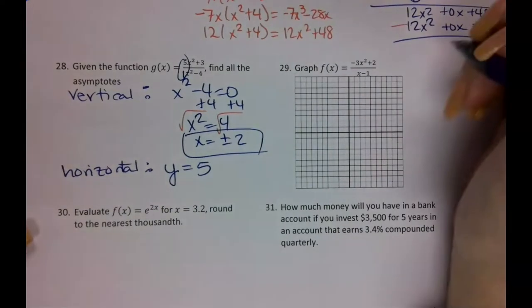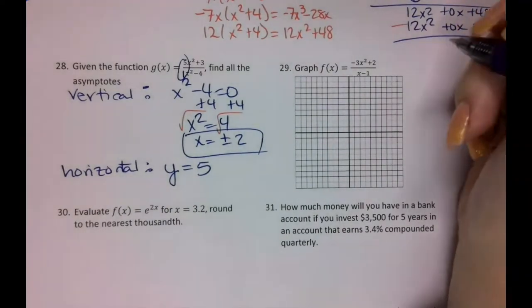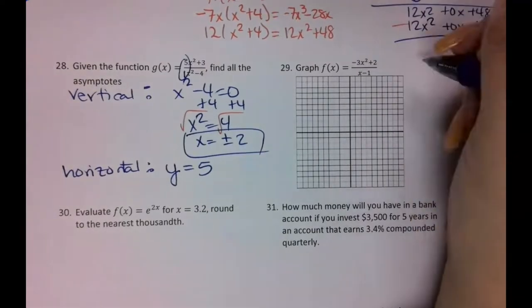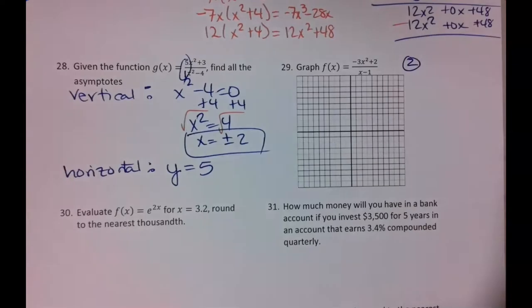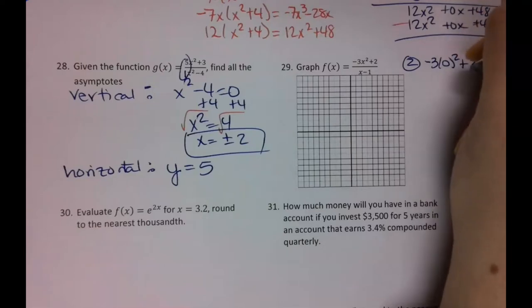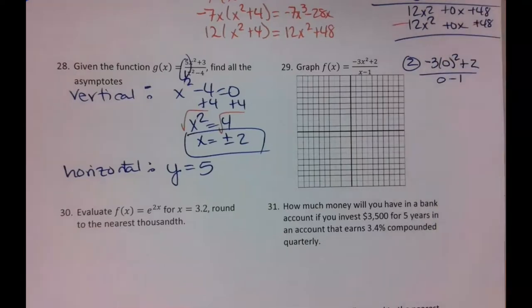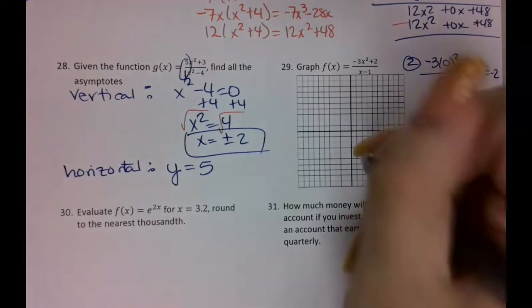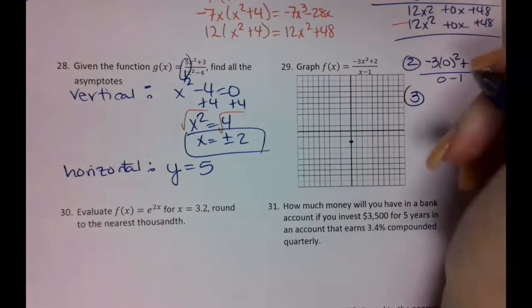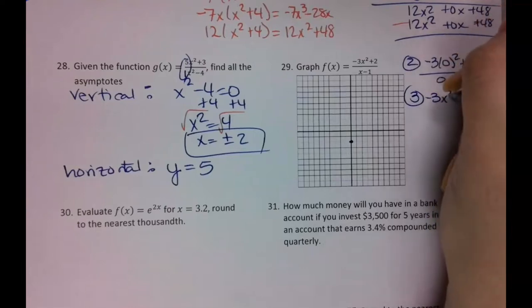Number 29, I need to graph this. My first step is to factor if I can. I cannot, so I'm going to start on step 2. This is to plug in all of my x's as zeros. So when I do this, I get negative 2. That is my y-intercept. Then my next step is to take my numerator and set it equal to 0.